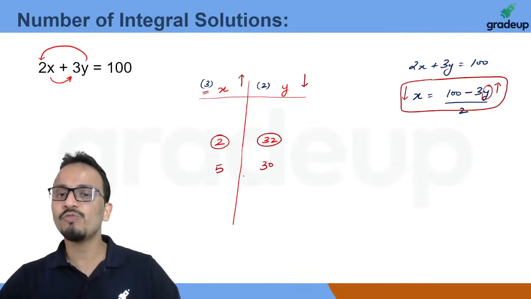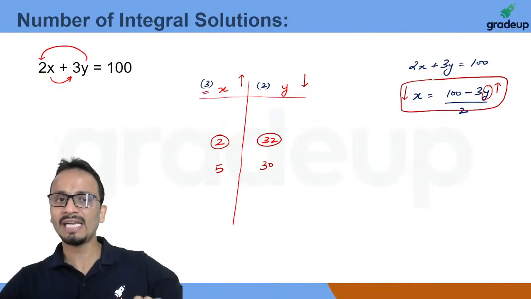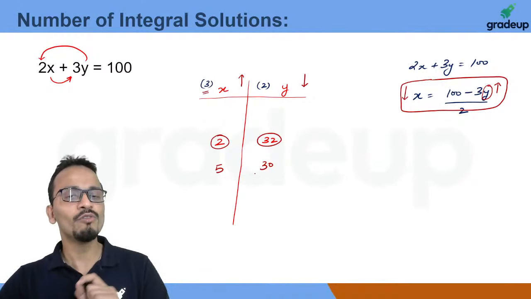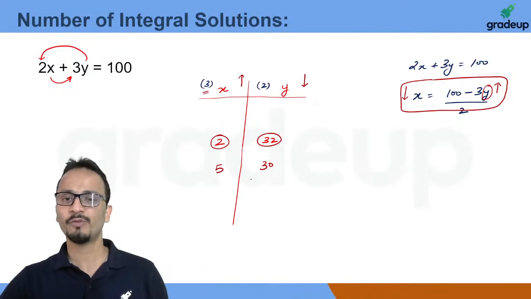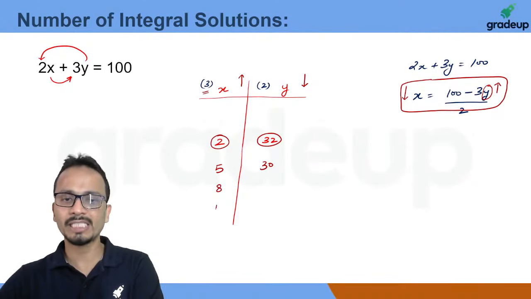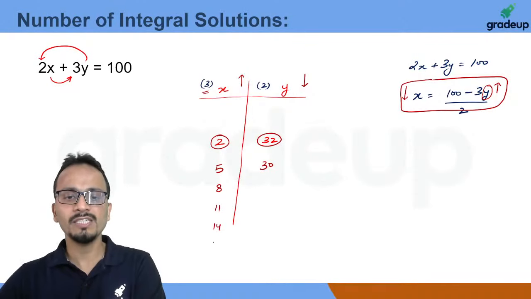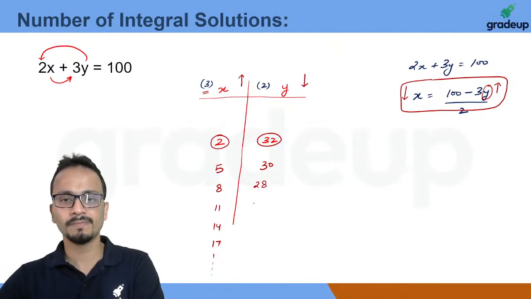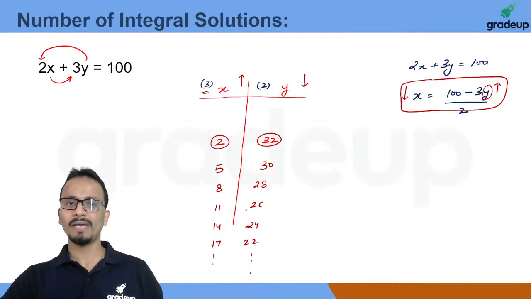Now just pick these values of x and y and try to satisfy the equation. Yes, this value of x and y will definitely satisfy the given equation. Further, you can keep doing the same thing. If you keep increasing x by 3, x will become 8, 11, 14, 17 and so on. The value of y will keep on decreasing. It will become 28, 26, 24, 22 and so on. Am I clear?